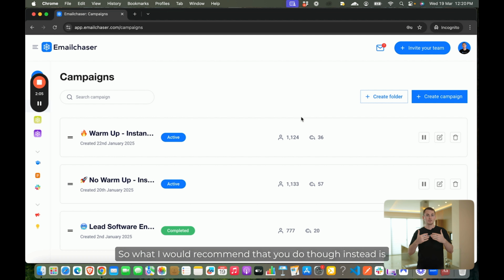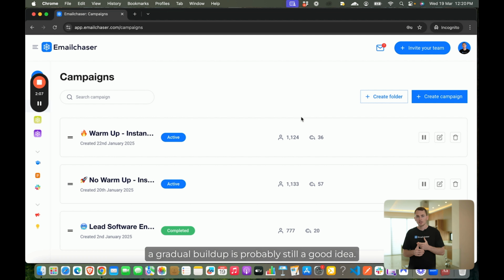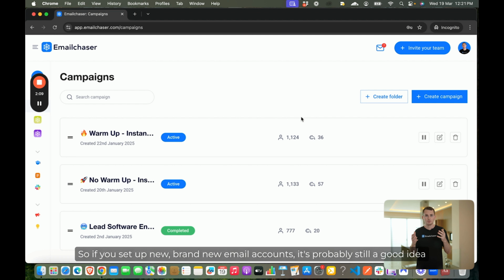So what I would recommend instead is, a gradual build-up is probably still a good idea. If you set up brand new email accounts, it's probably still a good idea to gradually build up your sending volume, so you're not just blasting out full volume on day one. Maybe build that up over the course of 4 to 8 weeks. By the way, if you use Email Chaser, that's built in by default.